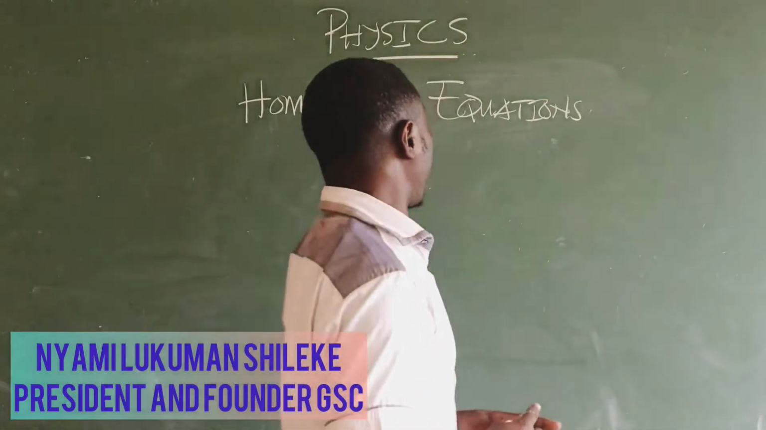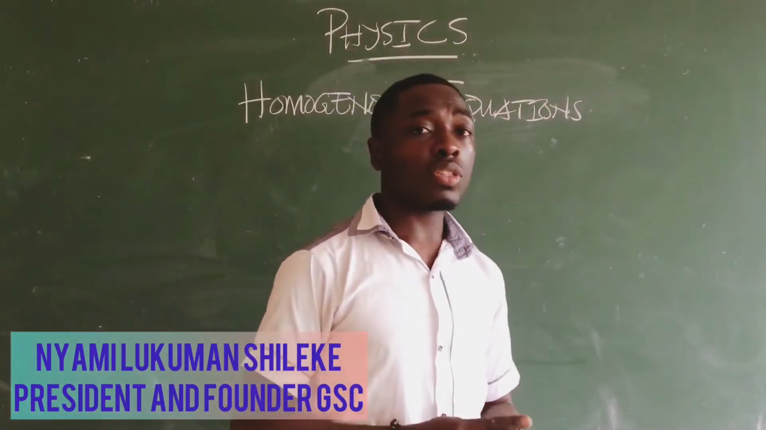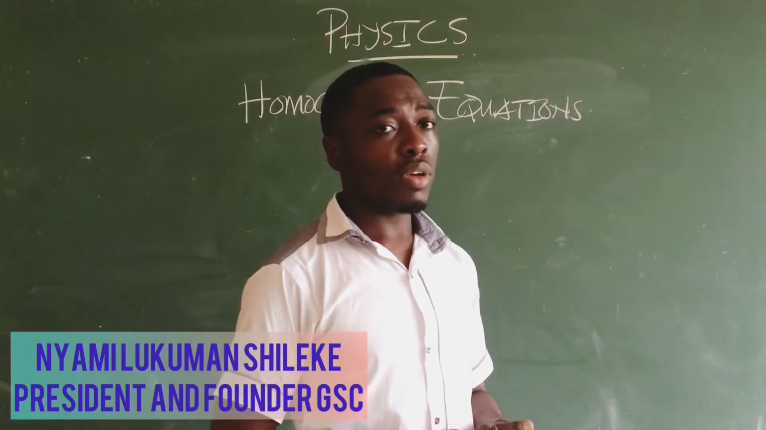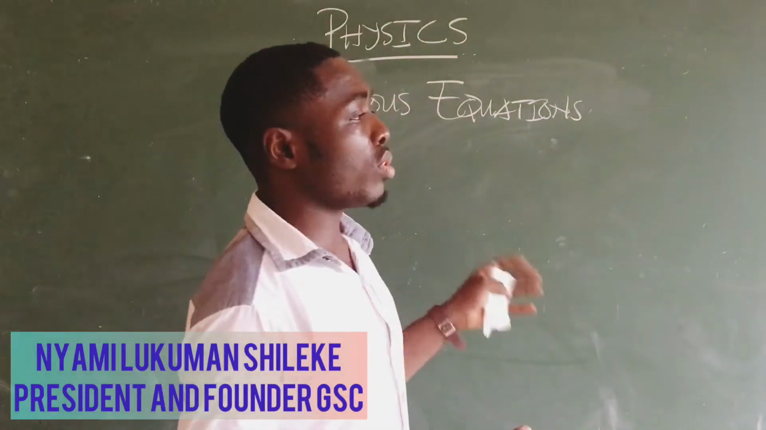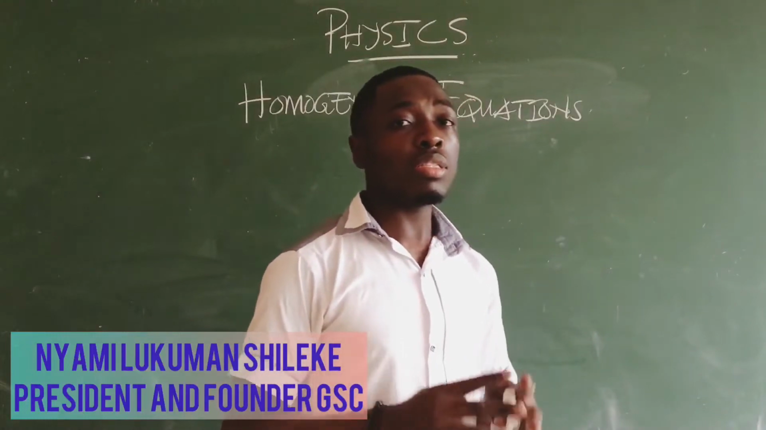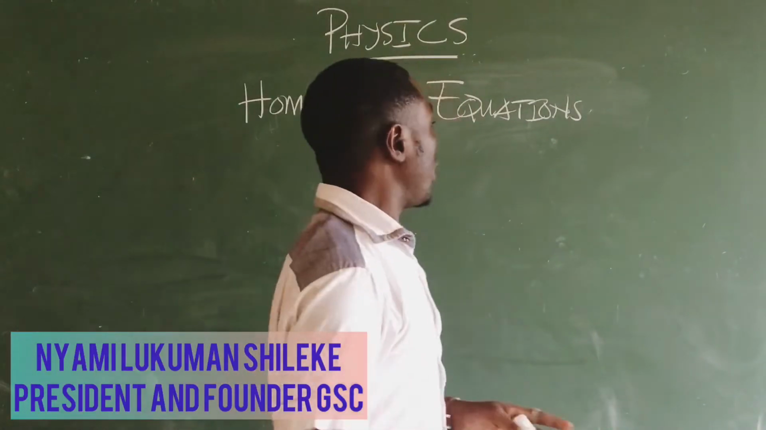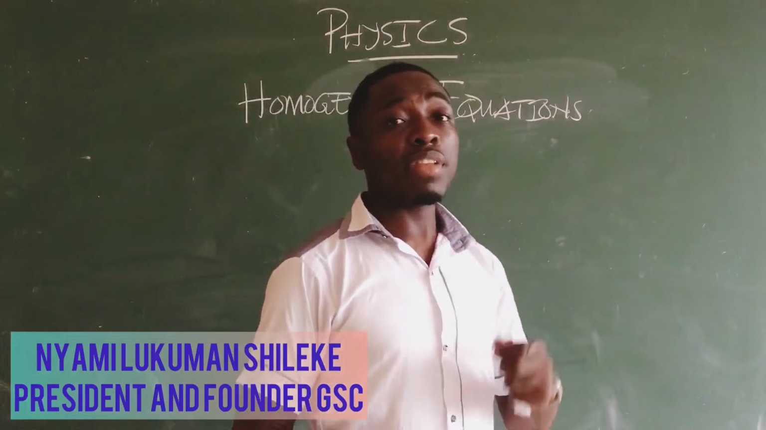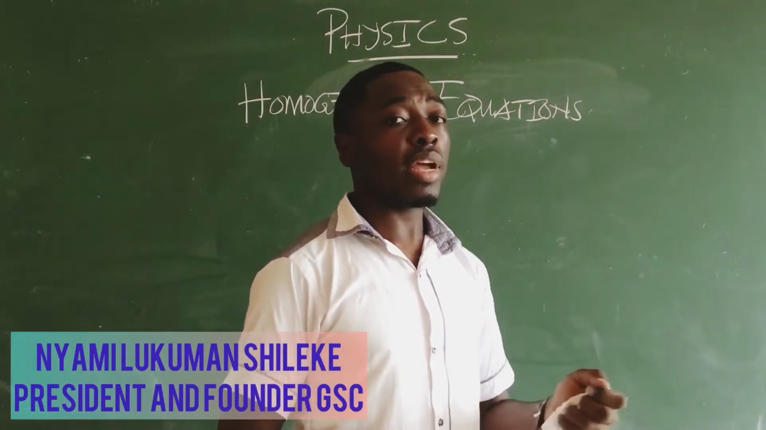And today we are going to be discussing homogeneous equations in physics. Okay? So what is a homogeneous equation? A homogeneous equation is simply an equation in which the units of the terms of the left hand side are equal to the units of the terms of the right hand side.